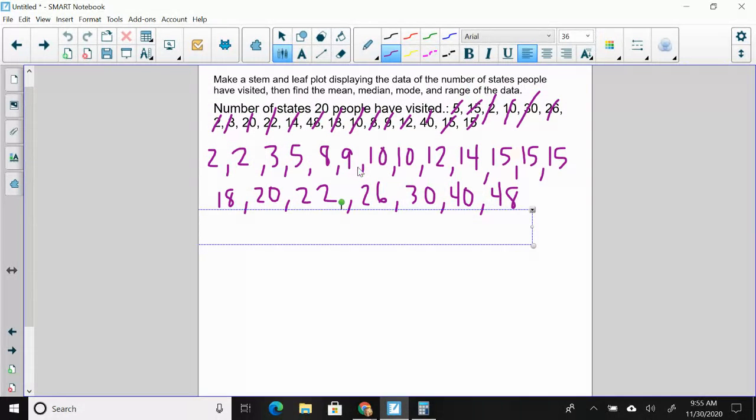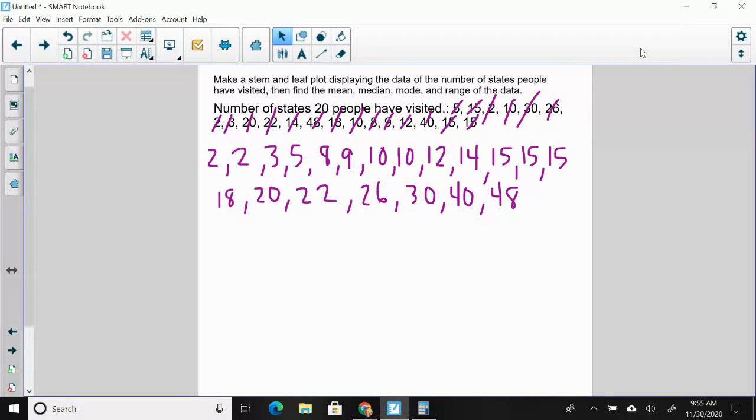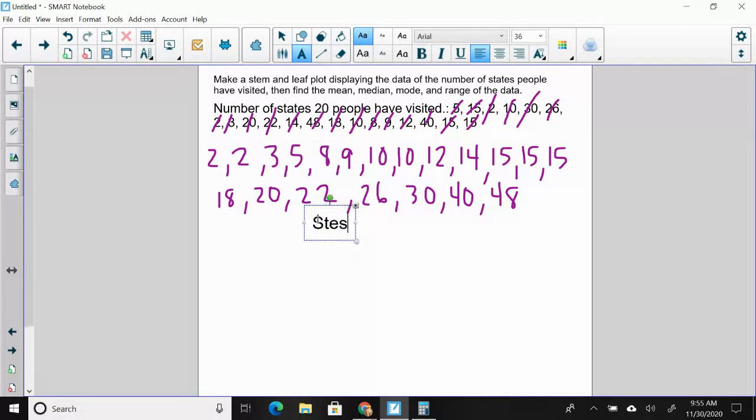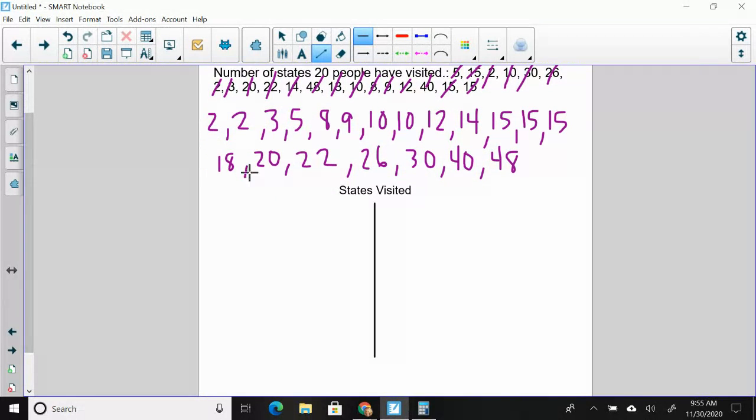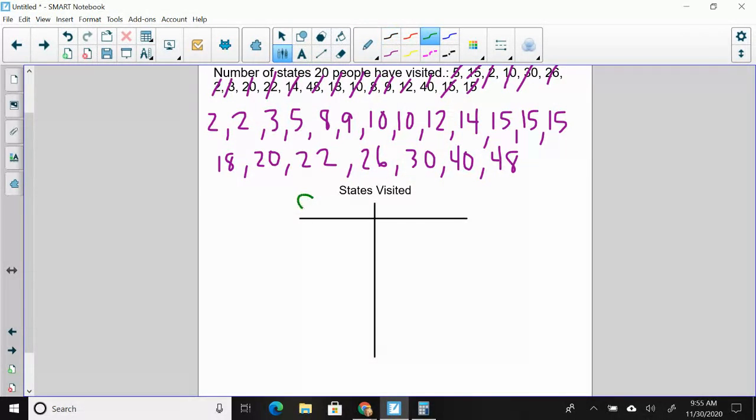And I am going to make a stem and leaf plot of this information. So I first need a title for my stem and leaf plot. I'm going to say states visited. All right, so that's going to be my title. And then I need a T-chart, something similar to this. Okay, and I am going to write the word stem here and the word leaf over here.